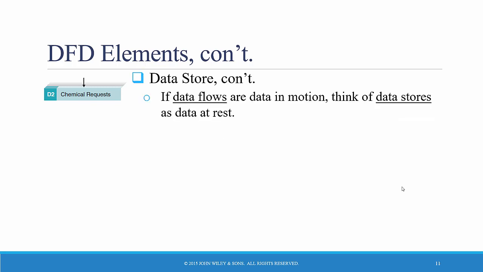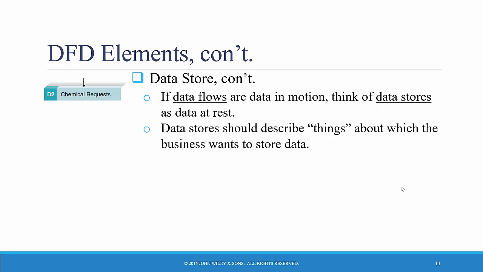And again, if data flows are data in motion, data stores are data at rest. Data stores should describe things about which the business wants to store data. They're related to entities. Data flows leaving the data store are data retrievals. Data flows entering the data store are updates or new data being added to the data store.